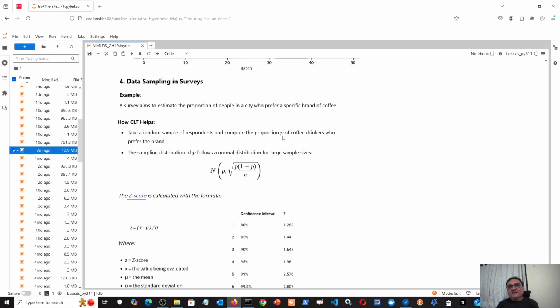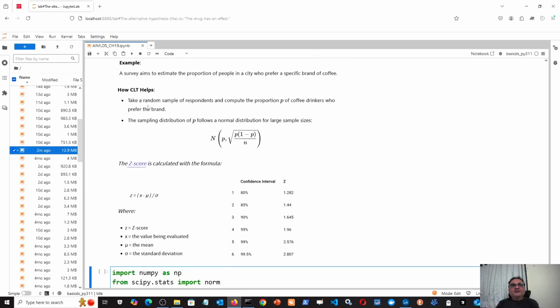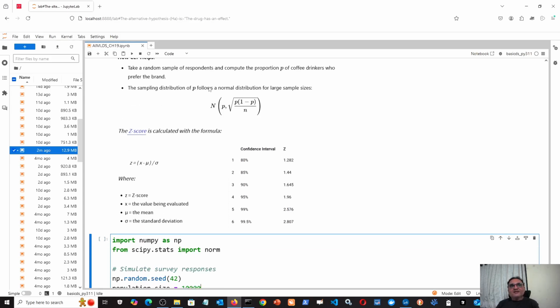But if 75 say that they prefer the Nestle, then you will say that the proportion is 75 by 100, or 0.75, right? Once that P, that is the proportion, is known, then the sampling distribution of that P will follow a normal distribution for a large sample size. And this is the distribution. Now, what does this distribution mean?